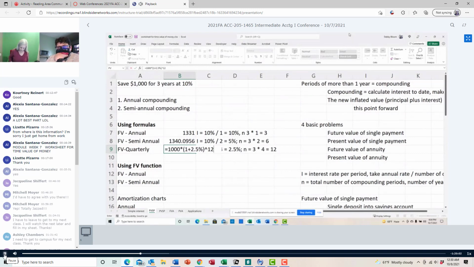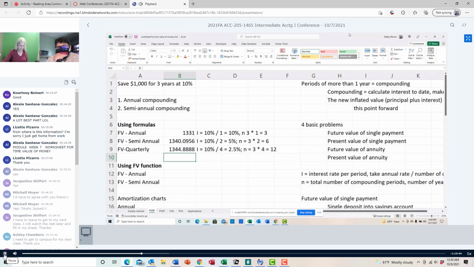Okay, so we hit enter, and now the answer is 1344.89. Anybody need help before we move on? Okay, let's see a much more newfangled way to solve this problem.